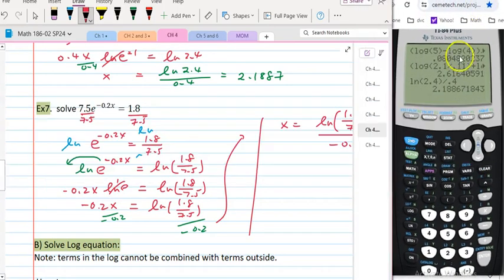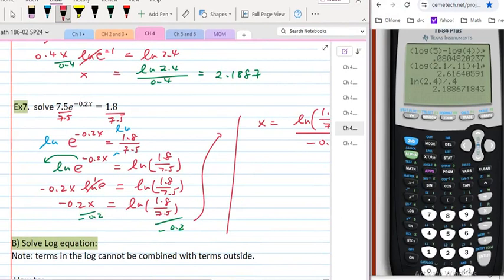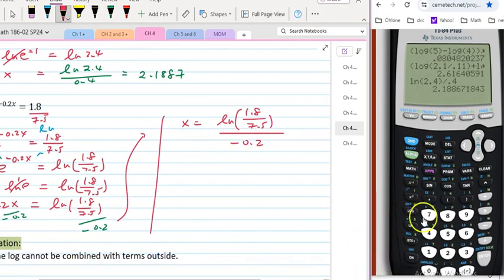Move it over a little bit so you can see it. Okay, so my answer should be ln, whole parenthesis. 1.8 divided by 7.5. Close it. Now after I close it, I divide by negative 0.2. The answer is 7.1356.